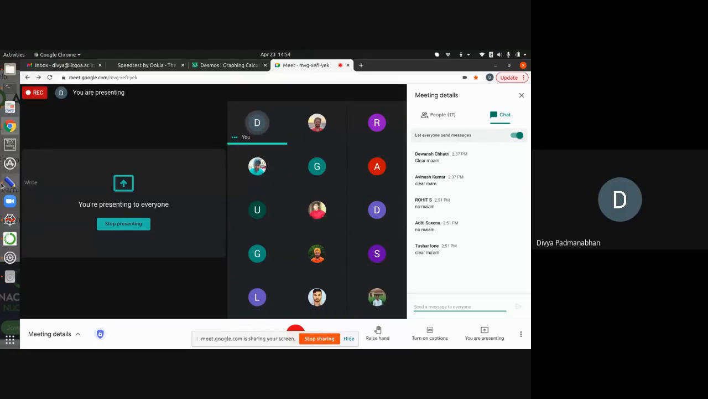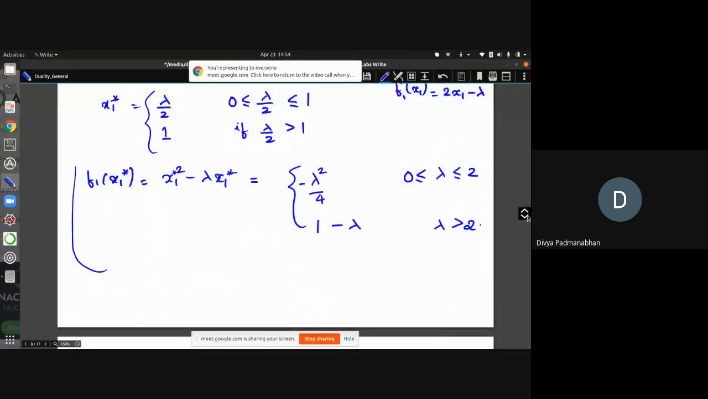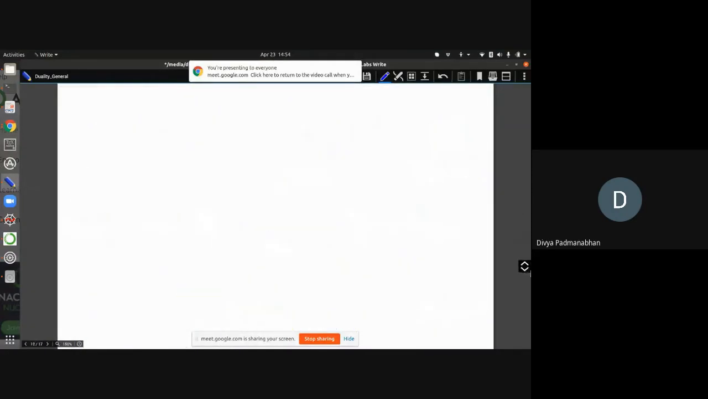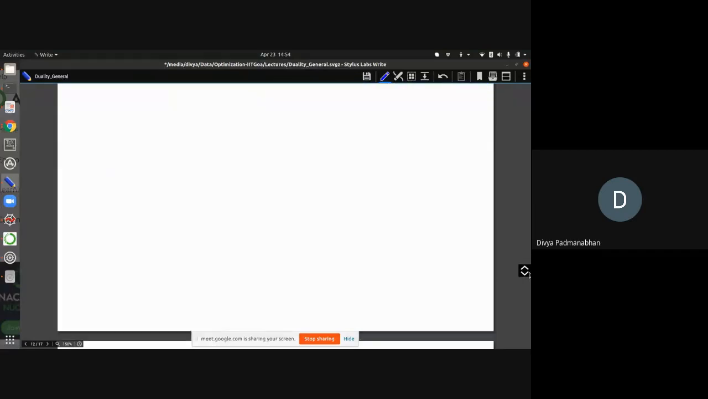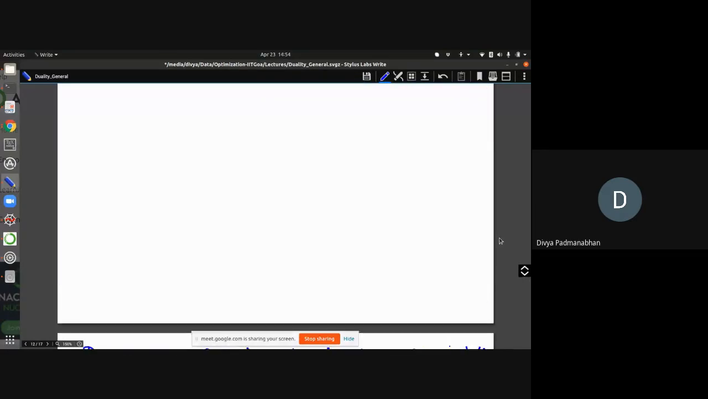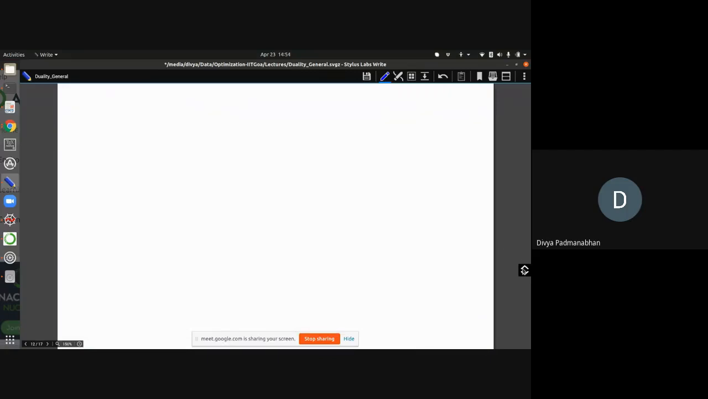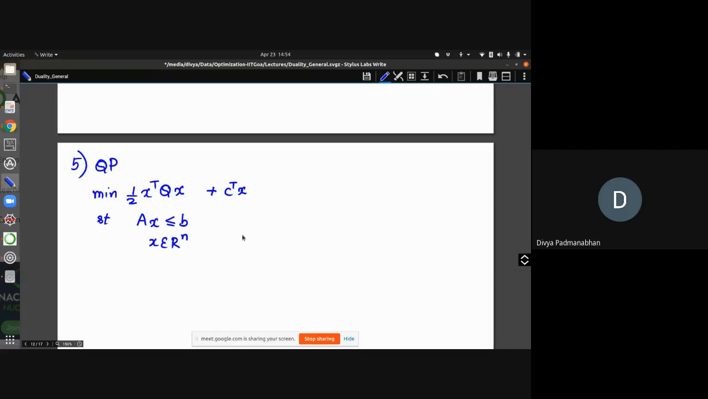So I wanted to do another example of QPs, so maybe I will do this next time. I also wanted to discuss some properties of this dual function and some special cases in convex optimization. So probably I'll do these things in the next class.